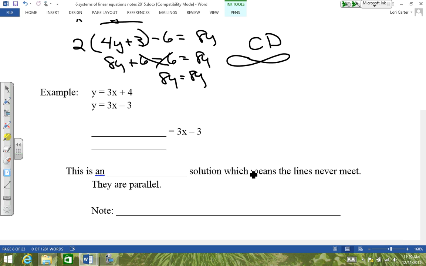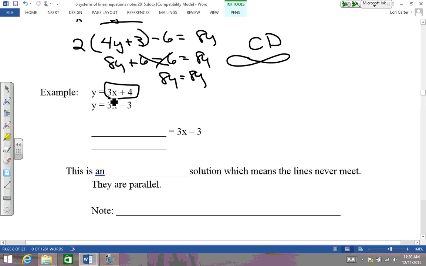So y equals 3x plus 4. Where does this 3x plus 4 go here? Wait, we don't have a y in there. There are 2 y's. So this goes in here. So I have 3x plus 4 equals 3x minus 4.